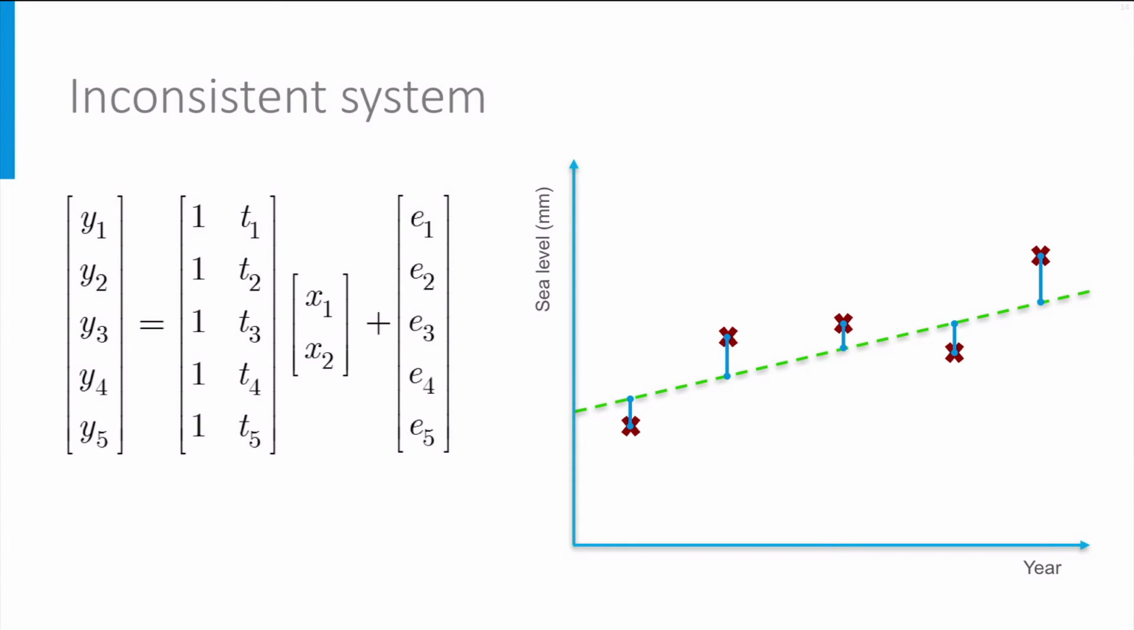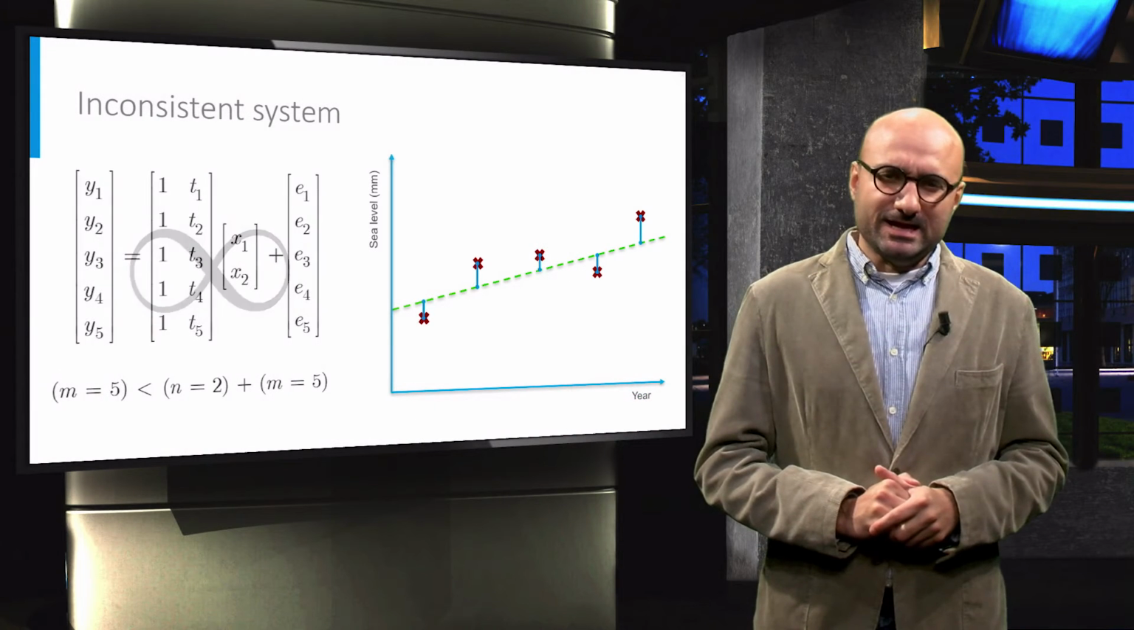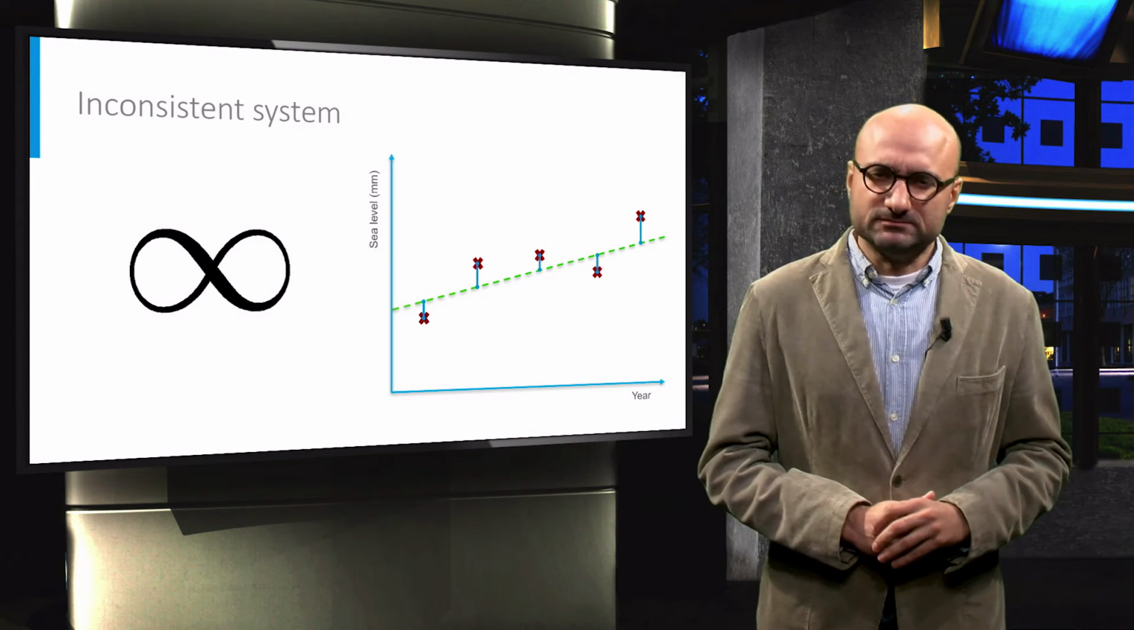Now, in this new system of equations, we have m plus n unknown parameters, n original unknowns, and m number of new and unknown errors. The number of unknowns, m plus n, is larger than number of observations, m. So, how many different solutions does this new system have? Let's think about it. An infinite number of solutions.